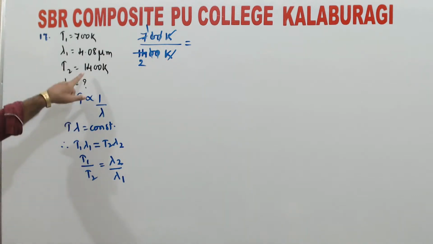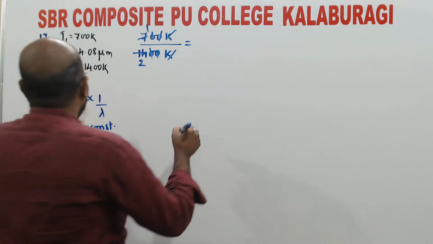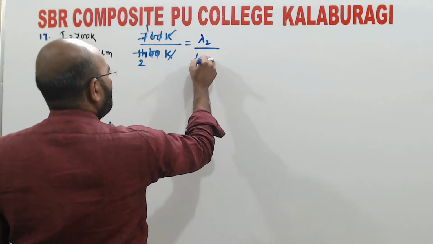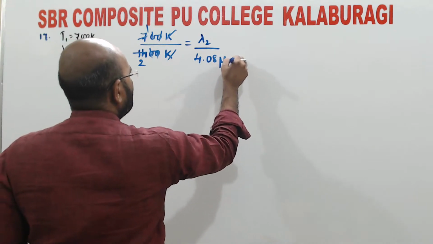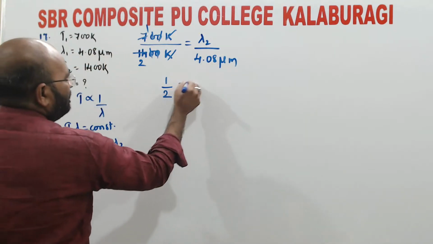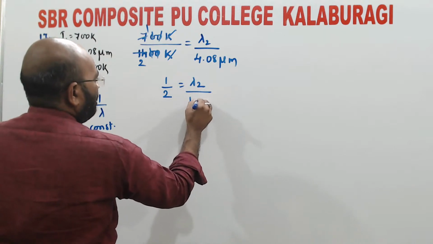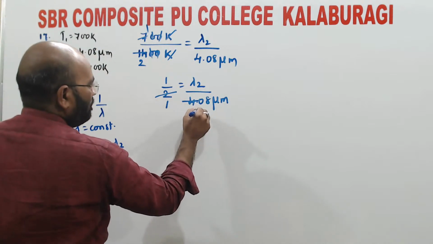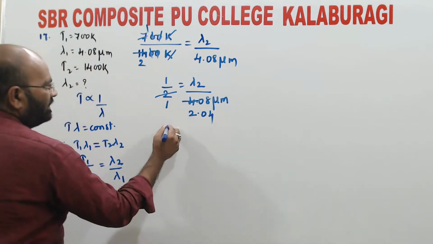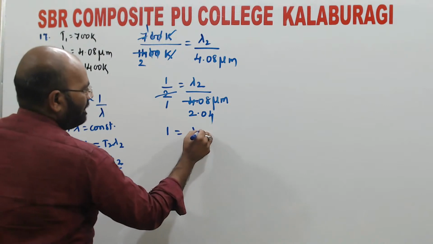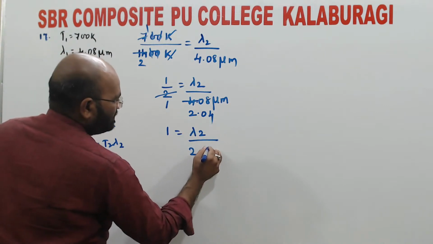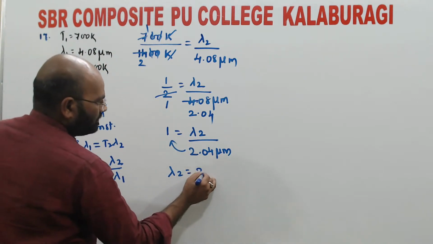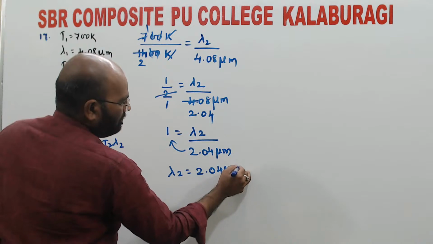Then lambda 2 we keep as it is. Lambda 1 is given as 4.08 micrometer. So 1 by 2 is equal to lambda 2 divided by 4.08 micrometer. 2 ones are 2, 2 twos are 4, 2 fours are 8. Then 1 is equal to lambda 2 divided by 2.04 micrometer. Making cross multiply, lambda 2 is equal to 2.04 micrometer.